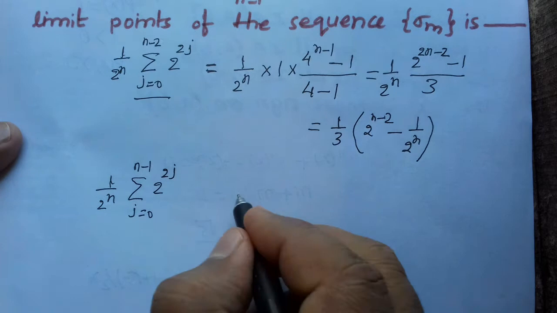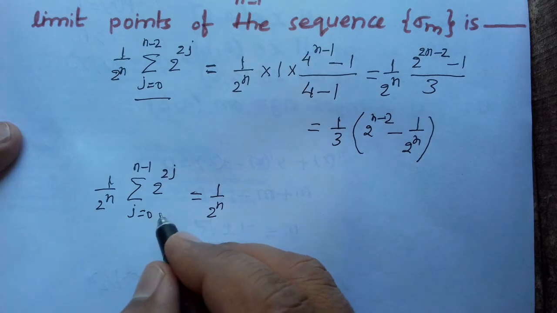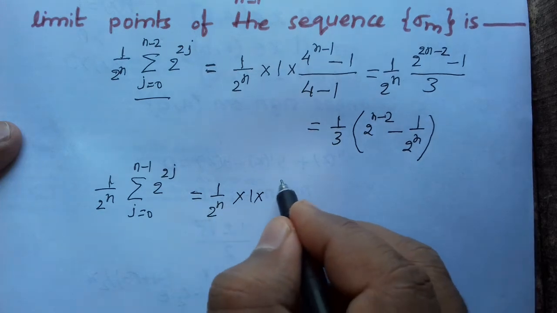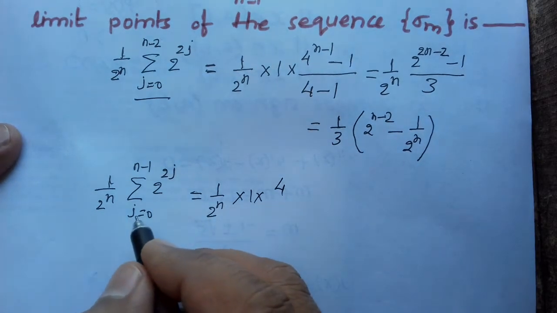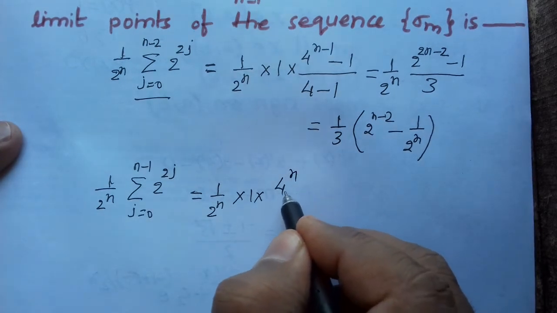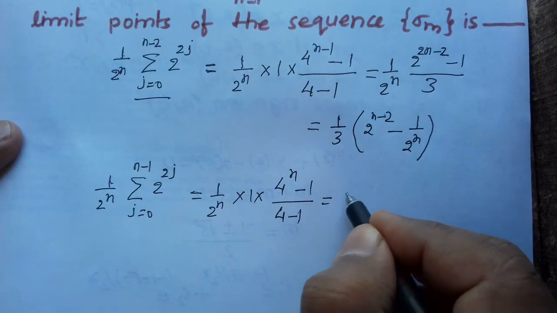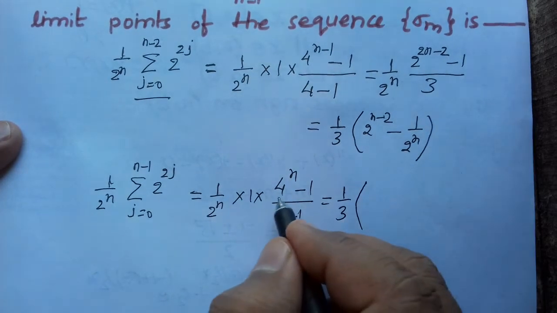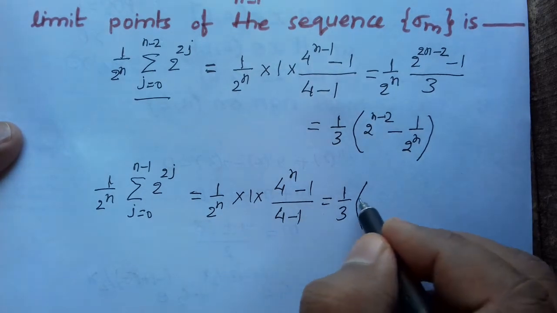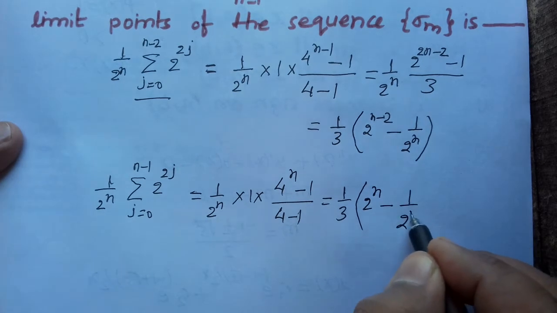And this, you see 1 by 2^n here, and again this is a geometric series with first term 1 and the common ratio being the same, but the number of terms this time is n. From j equals 0 to n minus 1, there are n terms, so 4 to the power n minus 1 by common ratio minus 1, and you have 1 by 3, and again this 4 to the power n can be written as 2 to the power 2n, and with this 2^n, here will be 2 to the power n minus 1 by 2 to the power n.